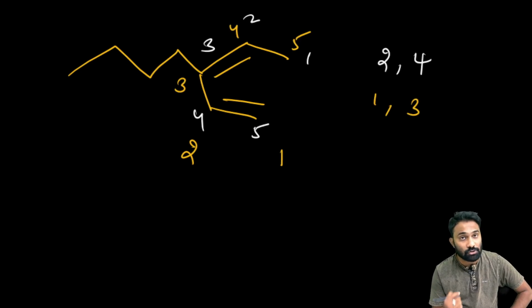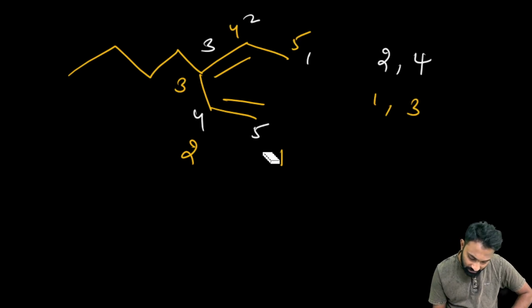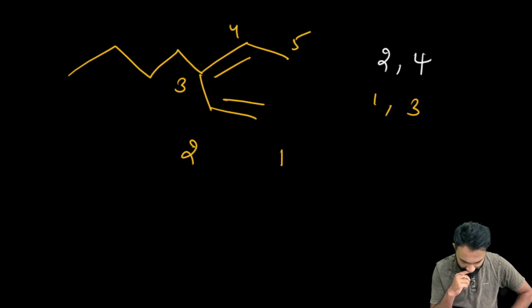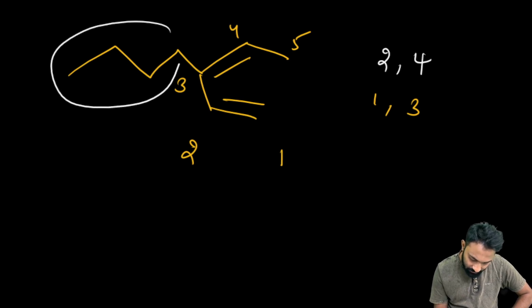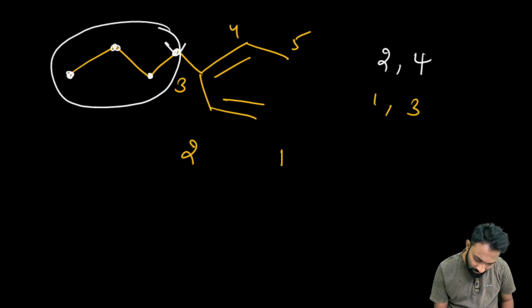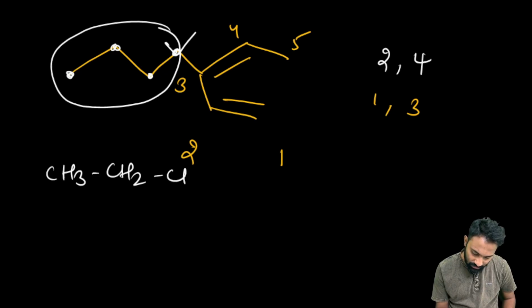Which is correct? The double bond should get the least number, right? So 1 and 3 is correct. Now this one is the parent carbon chain, and this one will be the substituent. Already I explained: 1, 2, 3, 4. 4 carbons normally means butane. One hydrogen has been lost. How will the butane be? CH3, CH2, CH2, CH3. This is butane.